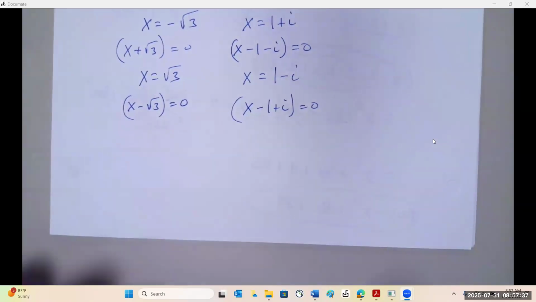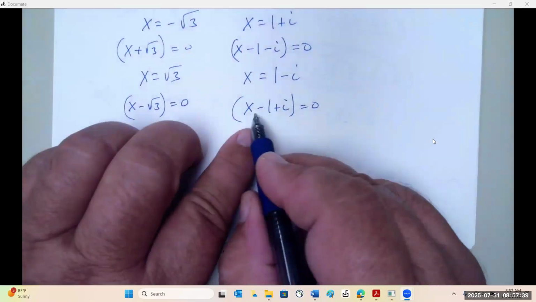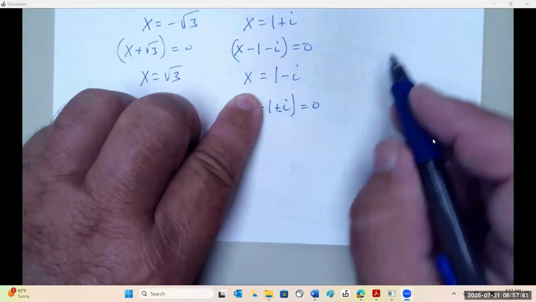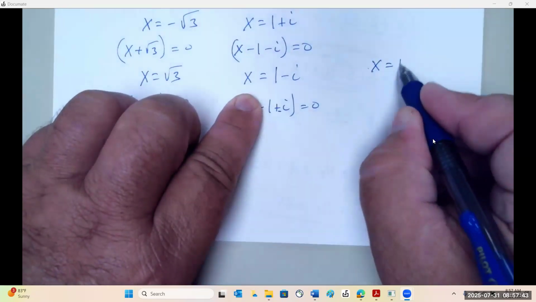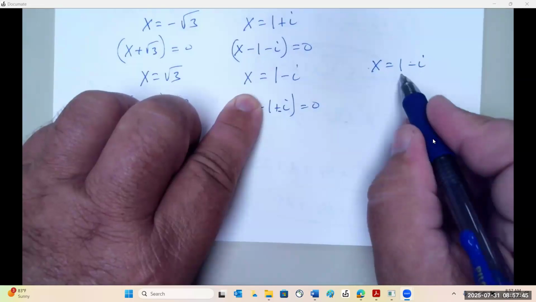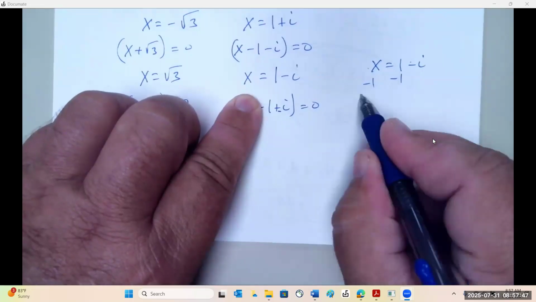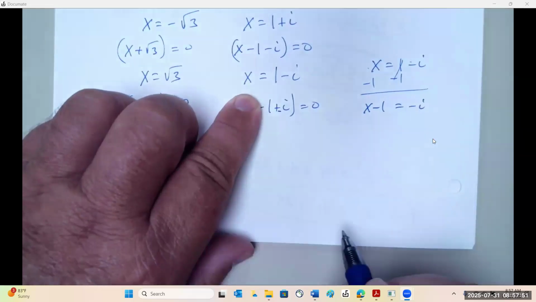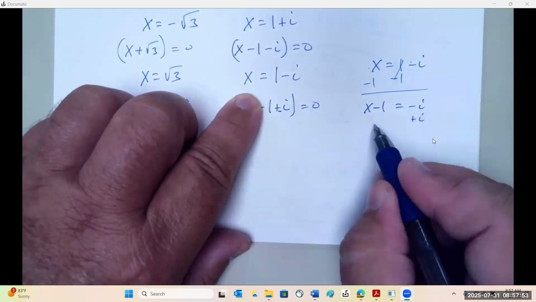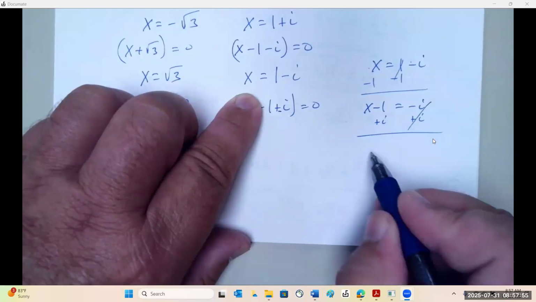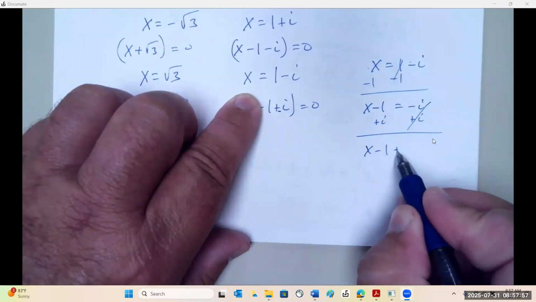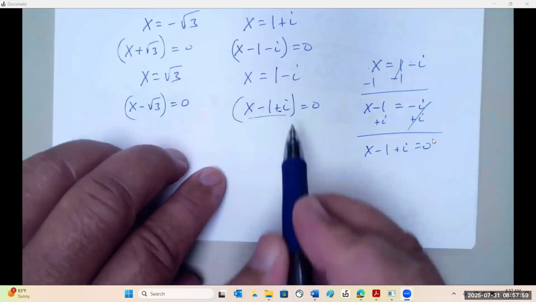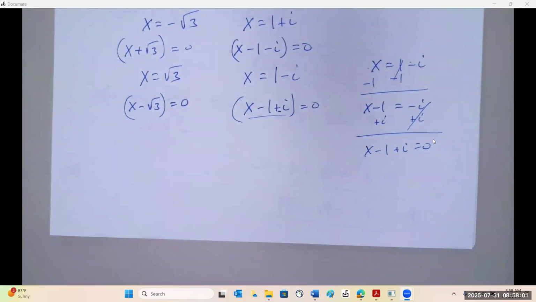For those of you who are going to ask, why did I get x minus 1 plus I? I'm going to use this one. So x equals 1 minus I. To get rid of the 1, I subtract 1 from both sides. X minus 1 equals negative I. To get rid of the I, I add I to both sides. So it's x minus 1 plus I equals 0. That's what that is. So whenever you move something to the other side, just change the sign.